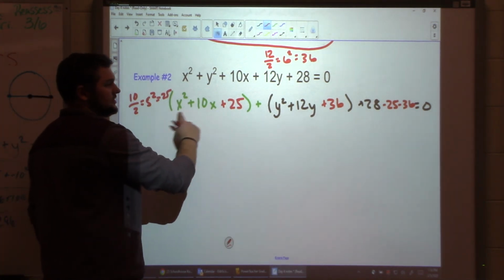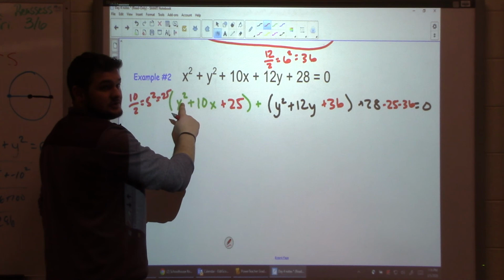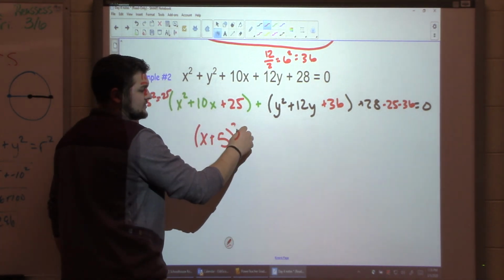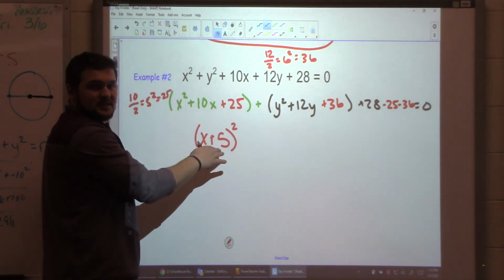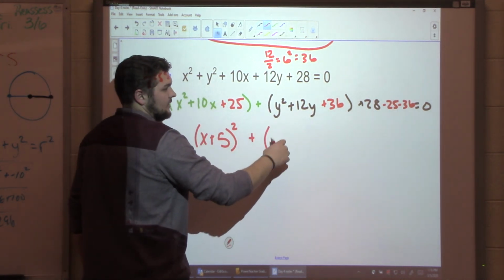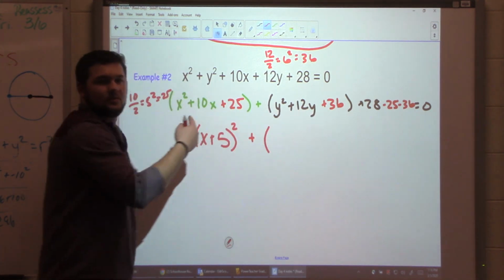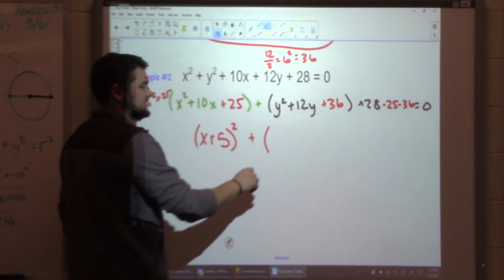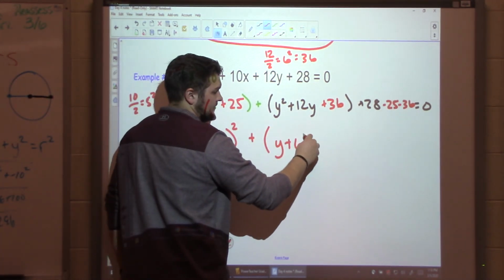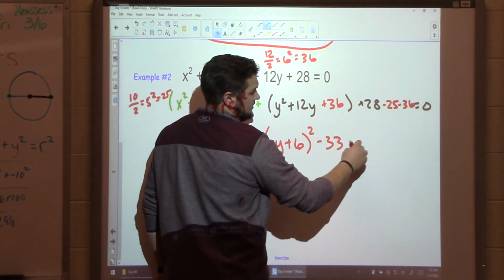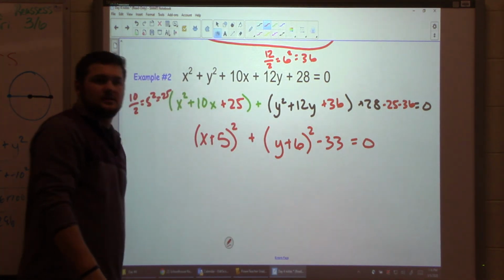What does this factor to? x plus 5 squared. x plus 5 times x plus 5, or x plus 5 squared. Is everyone okay if I skip that step? Yeah. Okay. Plus, what do we get here? y plus 6 times y plus 6, which is y plus 6 squared. And I get, is that minus 33 equals 0?